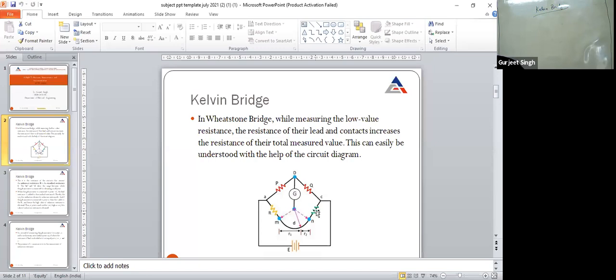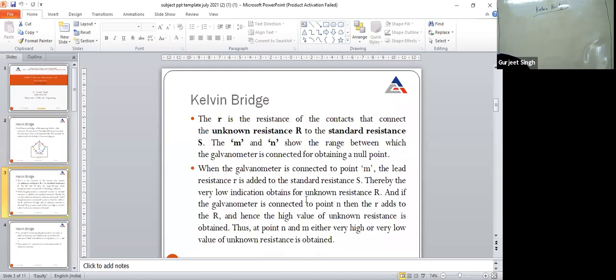So this is the drawback. Again, if I connect the galvanometer to the point M, the resistance of this wire is added to the standard resistance S. So this is not possible. We will not connect the galvanometer to the point M because the resistance of M to N, that is the r resistance, is added to the resistance S.